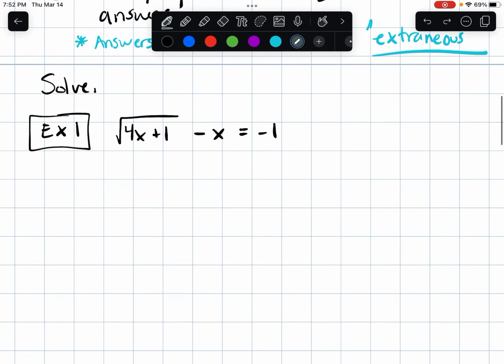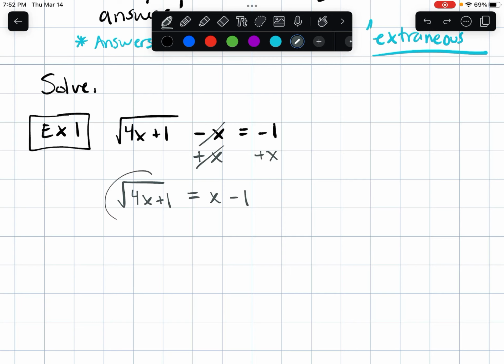So for example 1, if I have the square root of 4x plus 1 minus x equals negative 1, we're going to start by isolating the radical. So I'm going to add x on both sides. That's going to give me the square root of 4x plus 1 equals x minus 1. I'm writing the right side in standard form there.